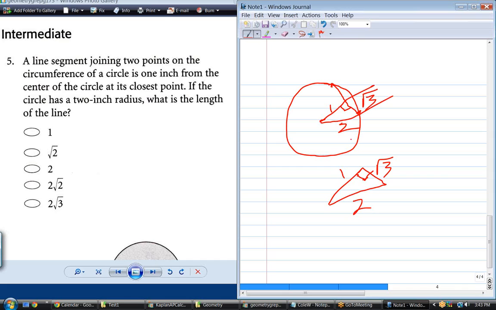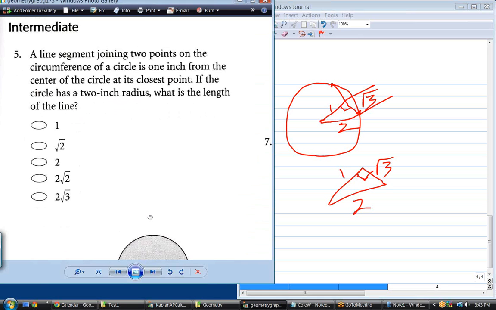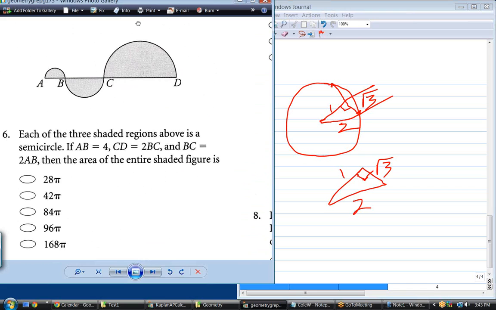So what'd you say, 2? Yeah, 2 times the square root of 3, because that line is bisected. So the whole line is twice that distance. It's a pretty common problem in geometry. That's pretty classic. Okay.